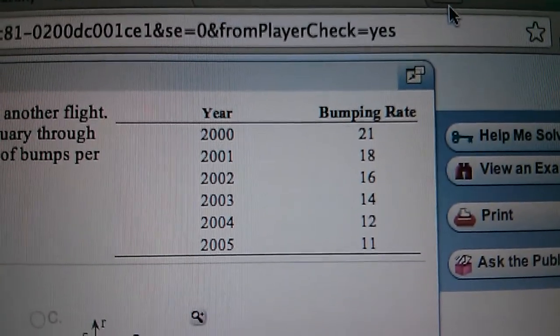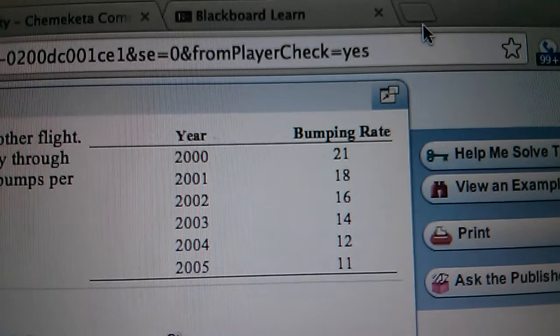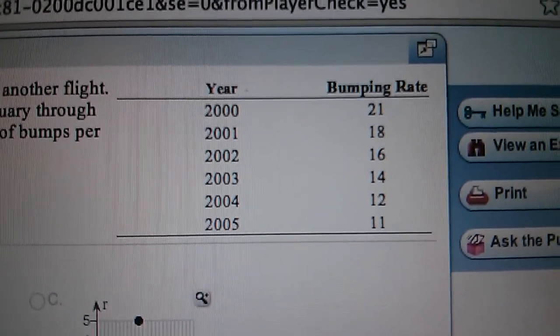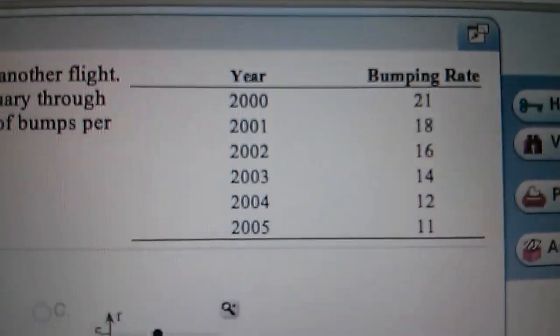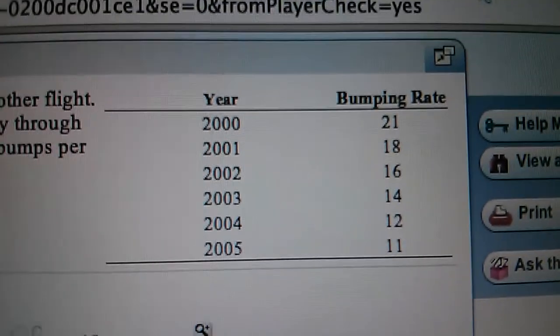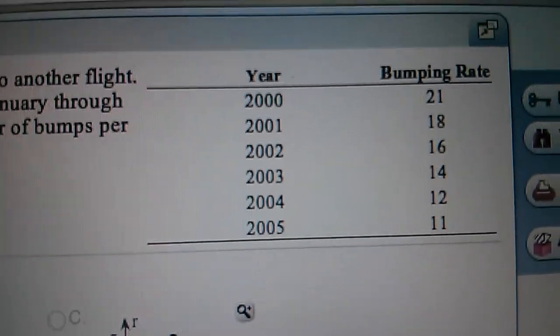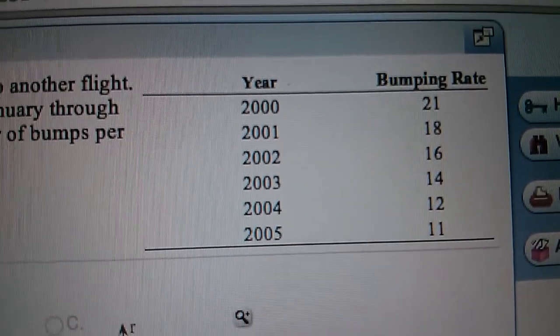So in the year 2000, we have 21,000 passengers bumped. Year 2001, we have 18,000 passengers bumped. And we're asked to go ahead and graph that.